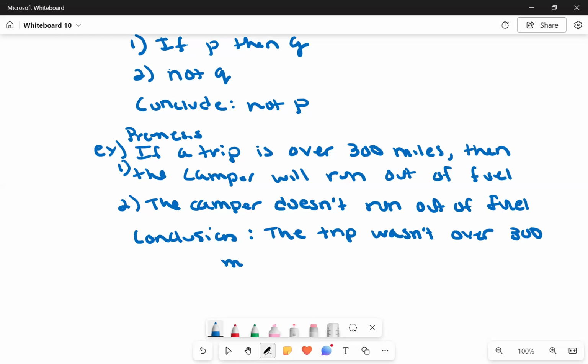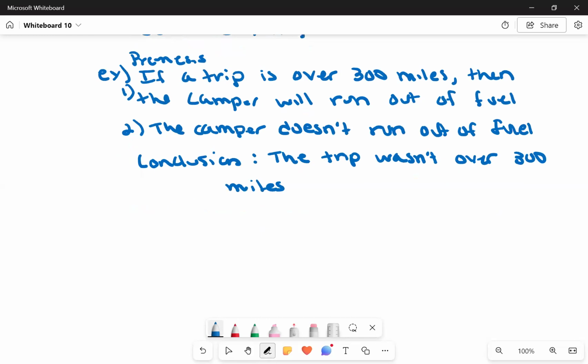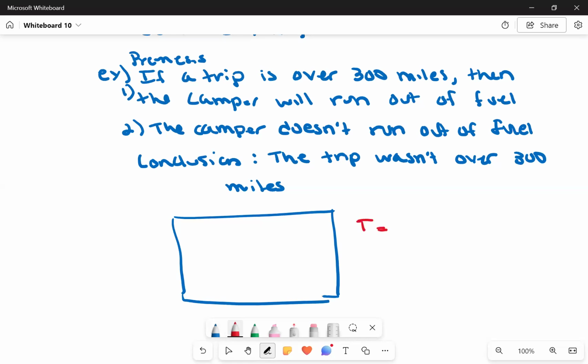This is the subset argument that we're going to set up again. And as I showed earlier, we'll end up outside of them. So it will follow and make sense. It'll be a valid argument. Okay, so let's go ahead and say T is for trip over 300 miles. Okay, and then let's say F is for camper running out of fuel. Or yeah, run out of fuel.